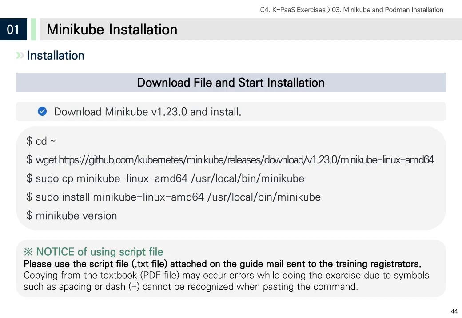Download and install the Minikube version 1.23.0 release using the commands in the textbook. First, download the installation file from the GitHub download link and copy the file to your local folder. Run the install command, and when it finishes, check the version of Minikube.